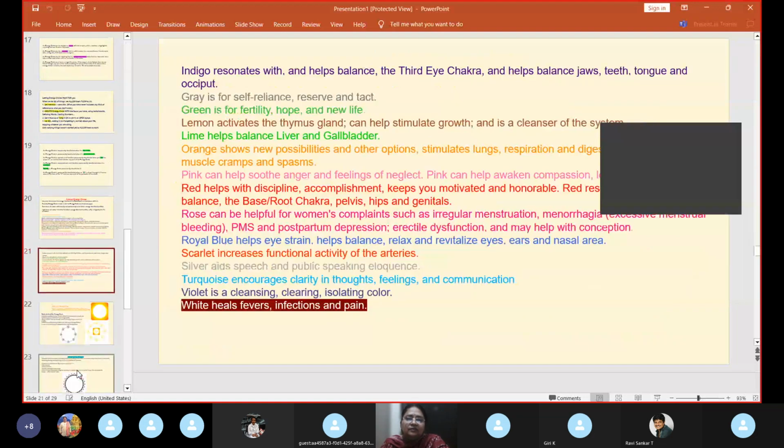Carrying on with more colors, we have indigo for the third eye, the jaws, the teeth, the tongue, and the occipital, that is the sides of the skull. The gray color is for self-reliance and for tact. So whenever we need to be diplomatic, we can use gray color around us.